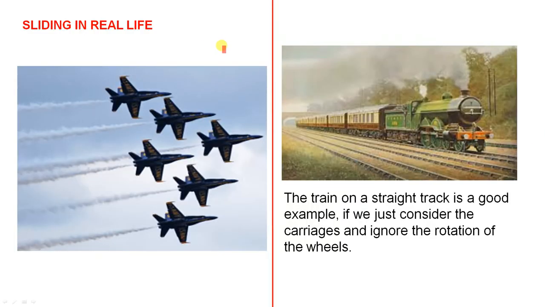Some sliding in real life, just a few simple examples. If you see these planes here, let's pretend they're moving in a straight line, so their shape doesn't change, their size doesn't change, they're moving in a straight line, so that's an example of sliding. The train on a straight track is a good example if we just consider the carriages and ignore the rotation of the wheels. So if you look at the carriages, they move in a straight line, assuming that this track here is straight. So the size and shape of the carriages are the same.